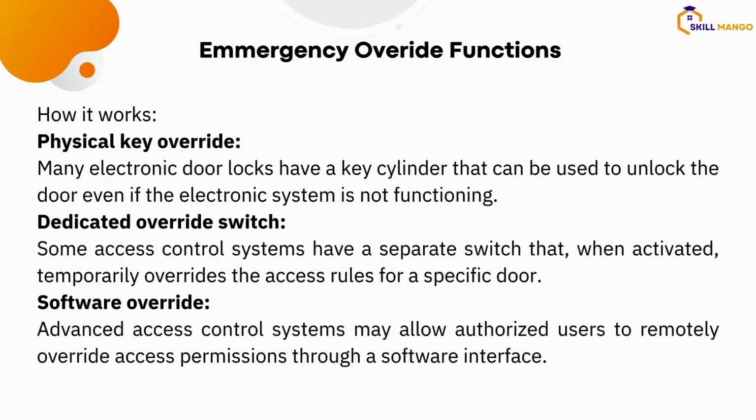Then we have to also look at the emergency override function, which is, like I said, how it works, the physical key override. In the case of a smart lock, you can use the emergency lock, which is the physical key, to open the door. In case the application or software failed or there is an internet failure, you can use the physical key. And you can use the dedicated override switch, which we just showed you, and you can use the software override in the case of a centralized access control system for multiple doors.